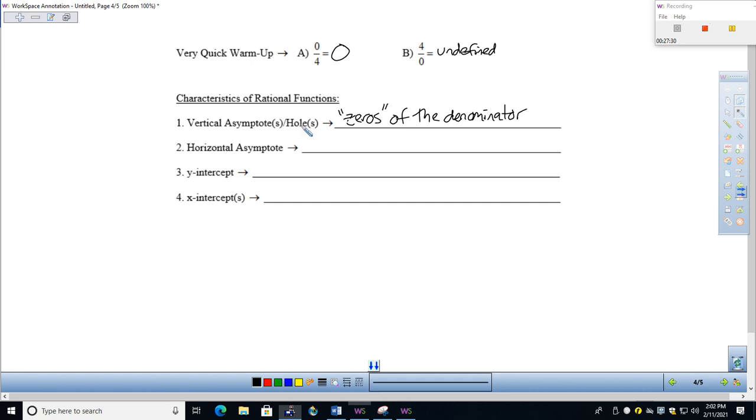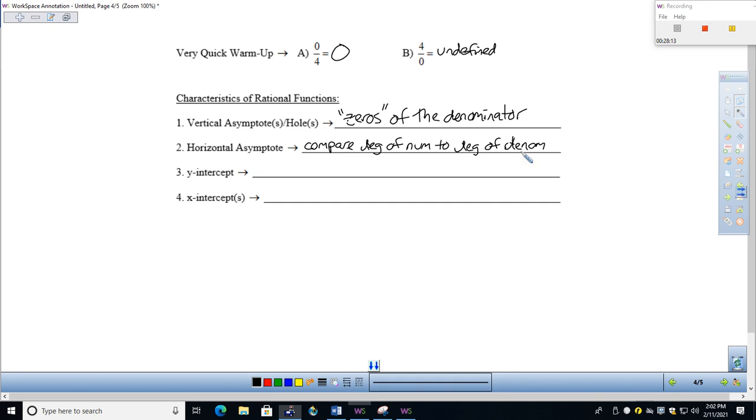Horizontal asymptote. So that's just comparing the degree of the numerator to the degree of the denominator. And we can even add a little piece to that puzzle. Now we have the oblique asymptote, when the degree of the numerator is 1 bigger than the degree of the denominator. So again, talking about end behavior: horizontal asymptotes and oblique asymptotes.